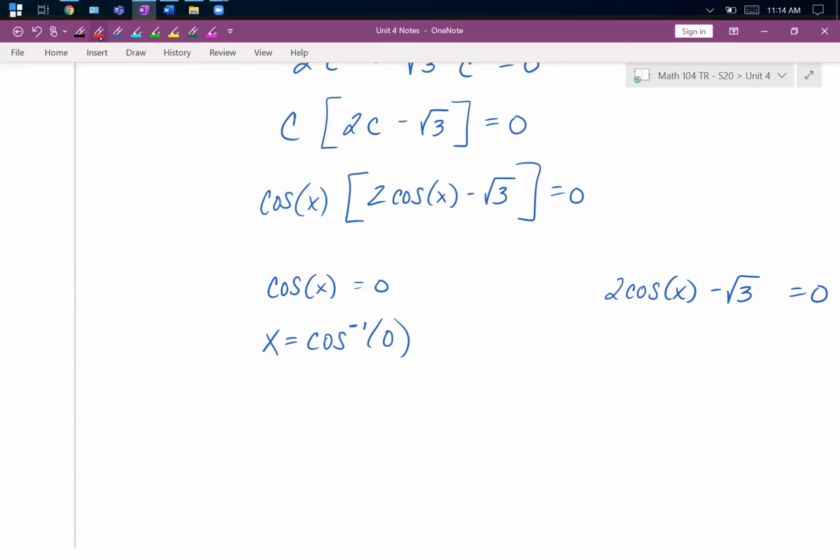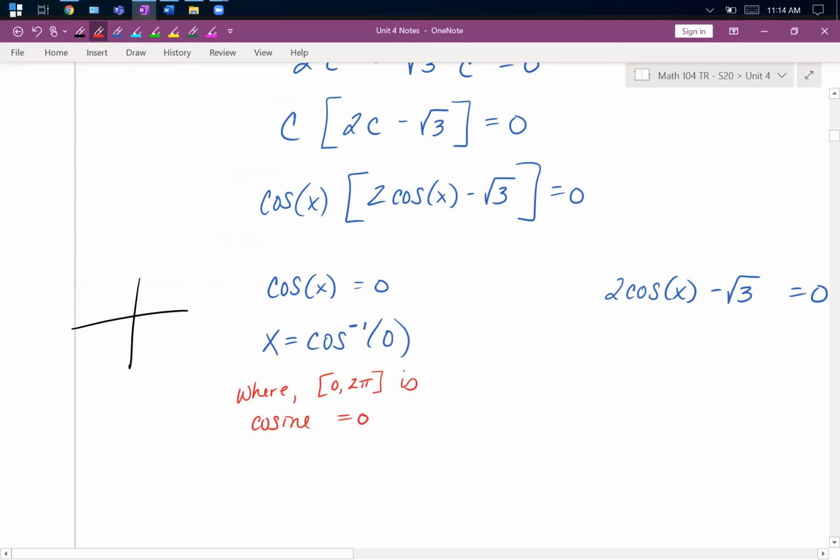So we need to figure out where on the whole unit circle from 0 to 2 pi, where is cosine equal to 0? Now, cosine is equal to 0 here and here. We're going to get two answers for this first part of our equation. We're going to get that x is equal to pi over 2 and 3 pi over 2.